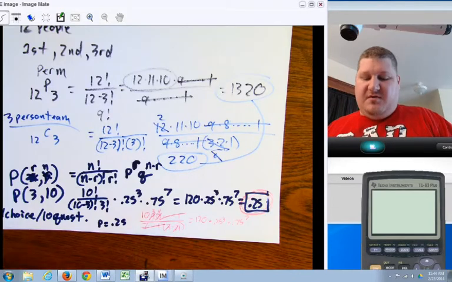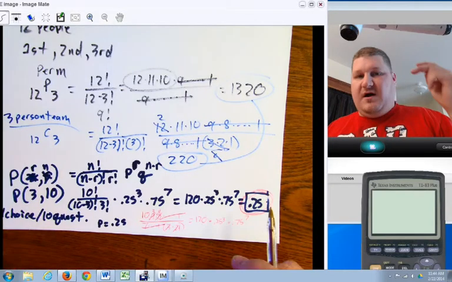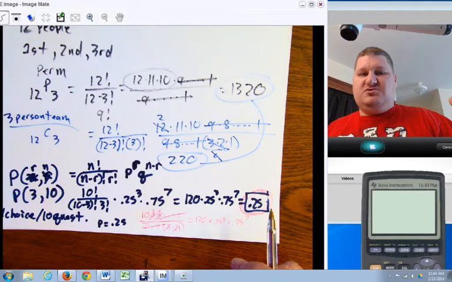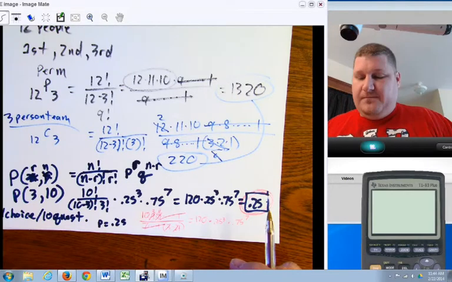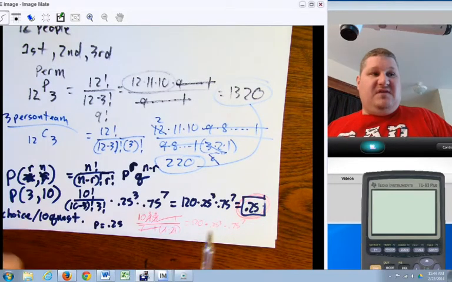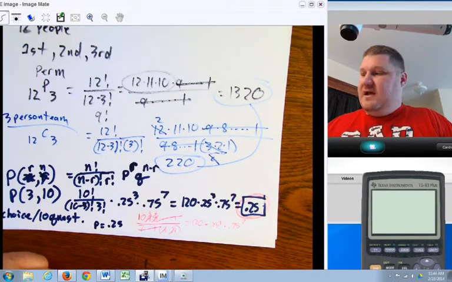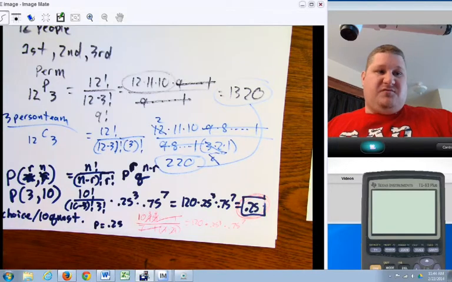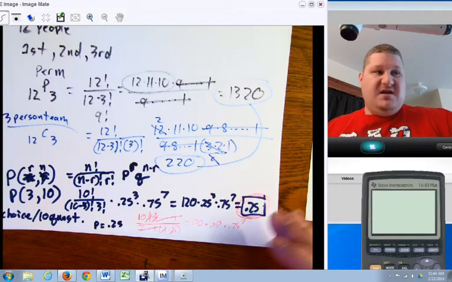Do remember that in binomial, it's a fixed number of trials. Each trial is independent, there are only 2 choices, and the probabilities must remain equal throughout the whole process. So you have those things. Next thing I'm going to do is throw up a discrete probability chart. We'll find the mean and standard deviation of that.